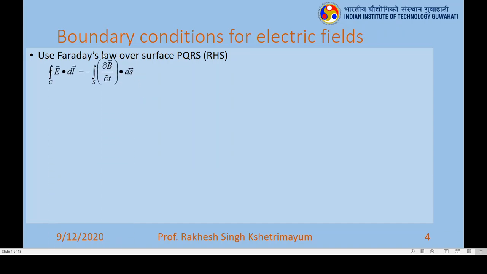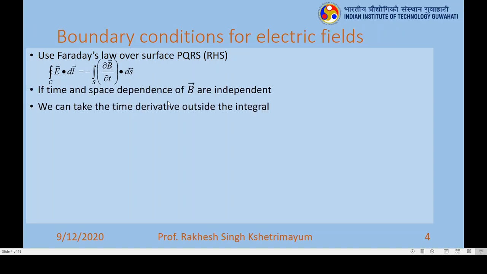We also need to find the right hand side of Faraday's law. This is a surface integration. Here, usually the time and space dependence are independent. In the next lecture, we'll discuss time harmonic fields also, where you can completely separate out the time dependence of your fields, so the space and time dependence of your fields are independent.